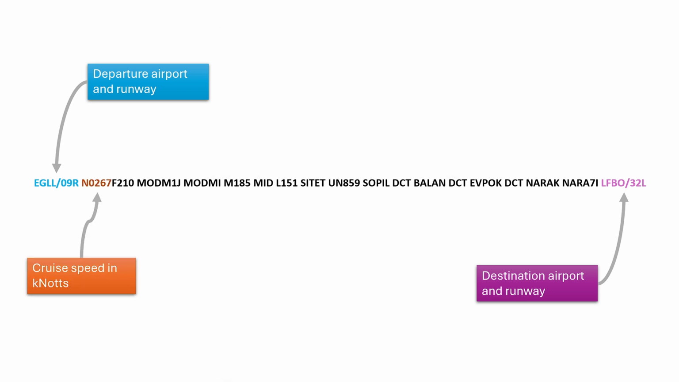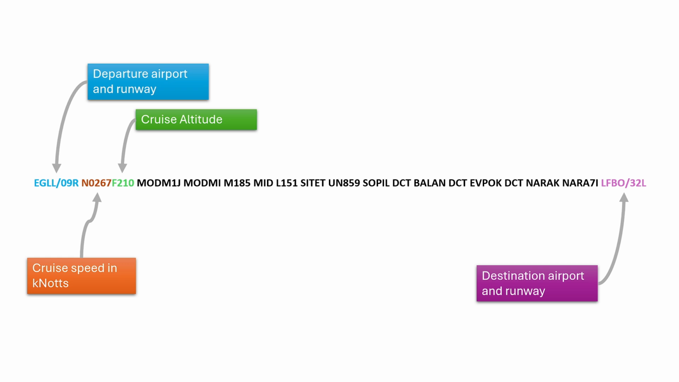The next part of the code is the planned cruise speed in knots. So 267 knots exactly is the anticipated cruise speed that Simbrief has generated for this flight plan. And the next part is the cruise altitude, so flight level 210, 21,000 feet for this particular aircraft.